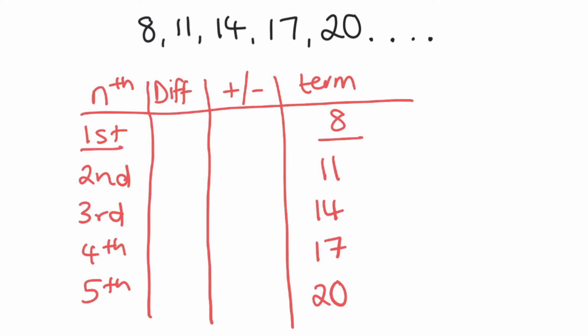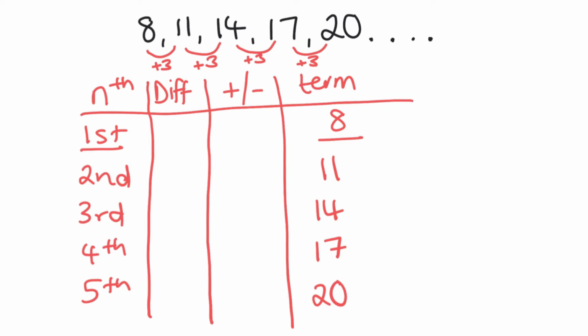The difference between our terms up here: we're going from 8 to 11, so we're adding 3. 11 to 14, we're adding 3. 14 to 17, we're adding 3. 17 to 20, we're adding 3. So our difference for this sequence is plus 3.